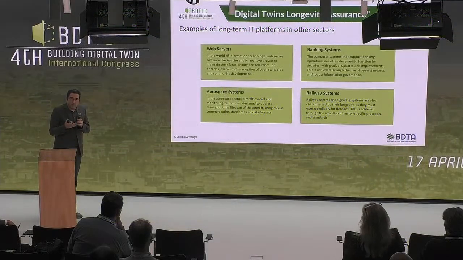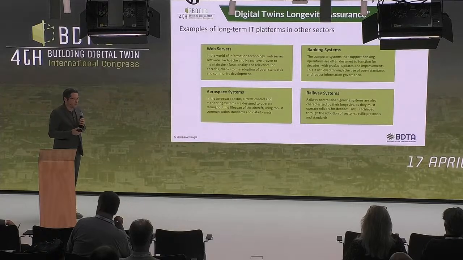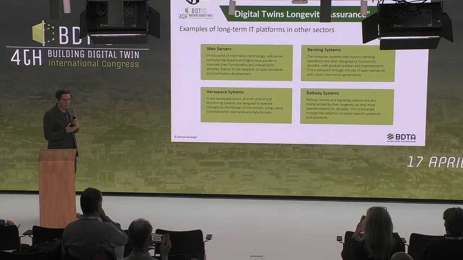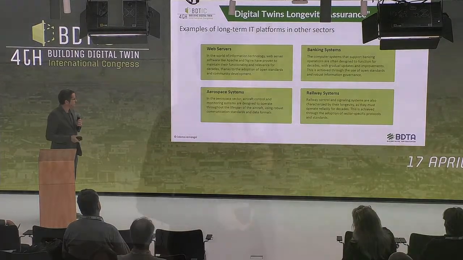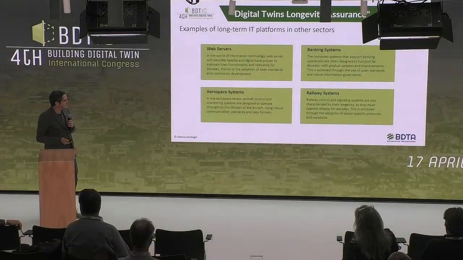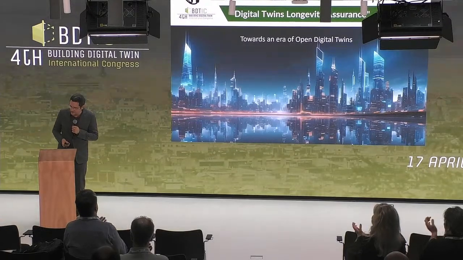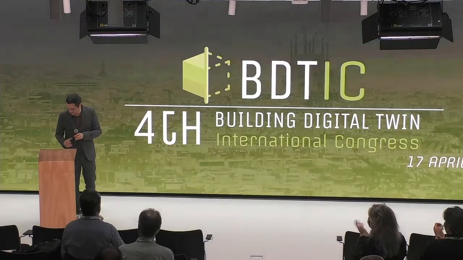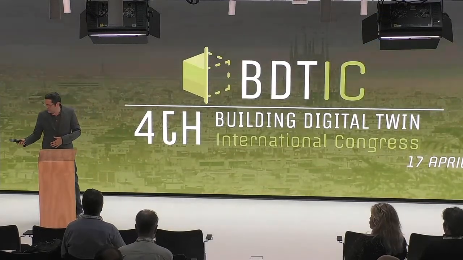And of course, we have several proofs about that. For example, we have the web and the banking systems. All of them are based on open source. The aerospace systems and the railway systems, okay? All of them commonly use this kind of strategy in order to assure the survival of these systems. And that's all. Thank you very much, and let's go towards an era of open digital twins. Thank you very much.